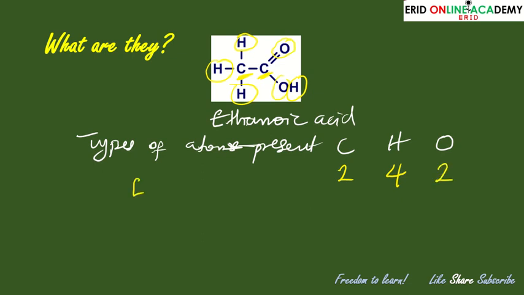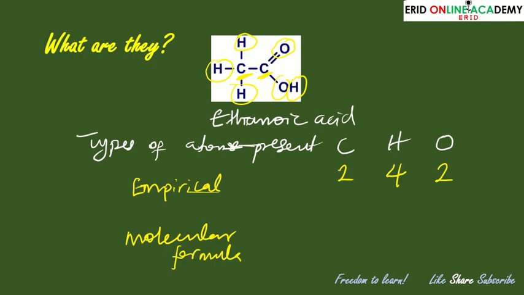So the empirical formula, or first let us find the molecular formula. The molecular formula will take into consideration the actual number. So we have 2 carbon atoms, then hydrogen, 4 hydrogen atoms, and 2 oxygen atoms. So this represents the molecular formula of ethanoic acid.